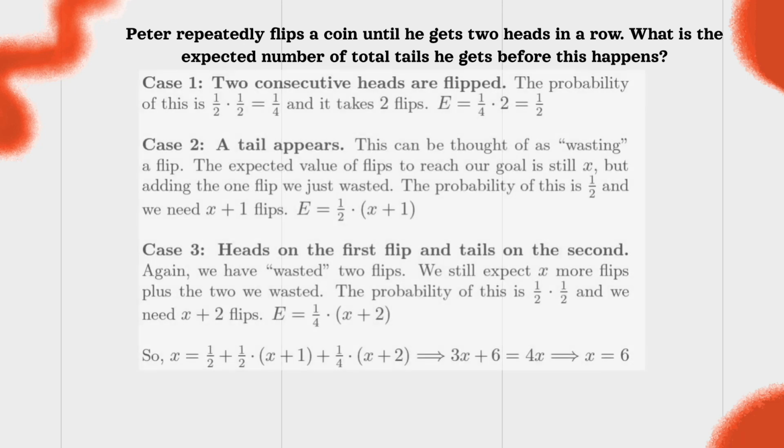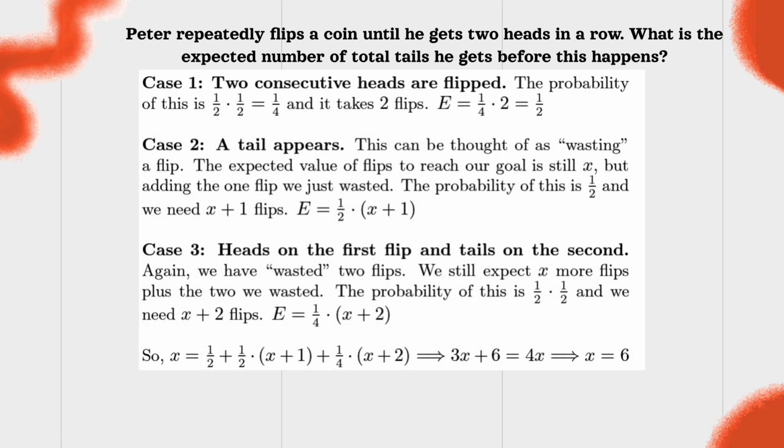Peter repeatedly flips a coin until he gets 2 heads in a row. What is the expected number of total tails he gets before this happens? First, let's note that as soon as Peter gets a tails, it's almost like he has, quote, reset his count. Therefore, we can construct 3 cases. By the way, first let's compute the total number of flips he gets before this happens. Then we'll deal with the tails parts later. Let's represent x as our answer.